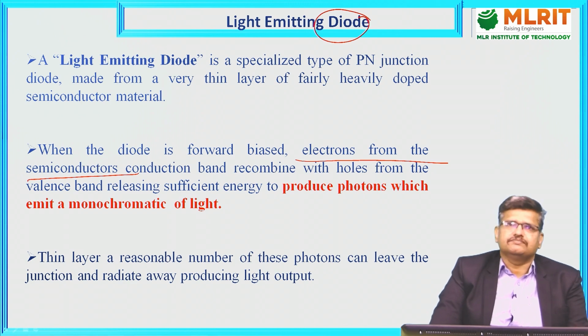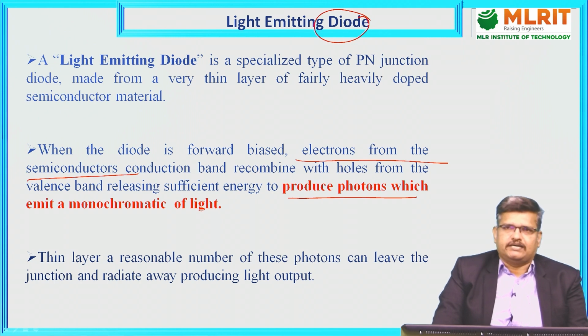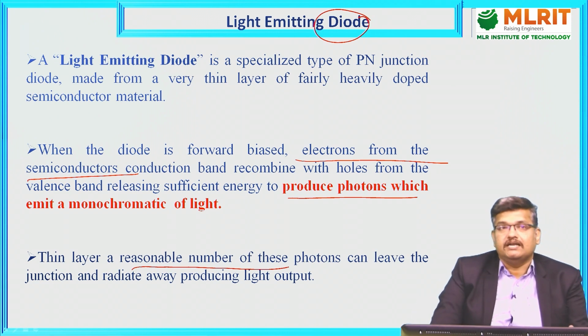Generally, we know that in electron-hole recombination, the electrons and holes recombine and form a junction. From the junction only we can emit the energy. Here at the junction, it produces a photon which emits monochromatic light. This is a major thing in the specialized LED. Not only that, in a thin layer a reasonable number of photons can leave the junction and radiate away, producing light as output. This is a major thing present in the LED.